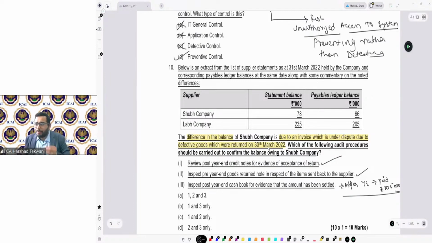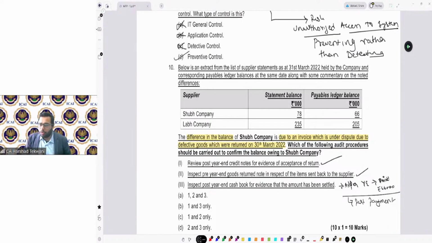Does this mean that this was the balance? In the current case, in case of Shubh, let's say I paid an amount equivalent to 66,000. Does that mean that this was the balance? The answer is no. Reason: because this could be part payment.